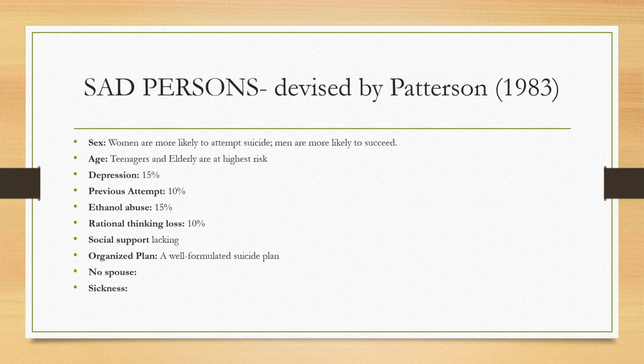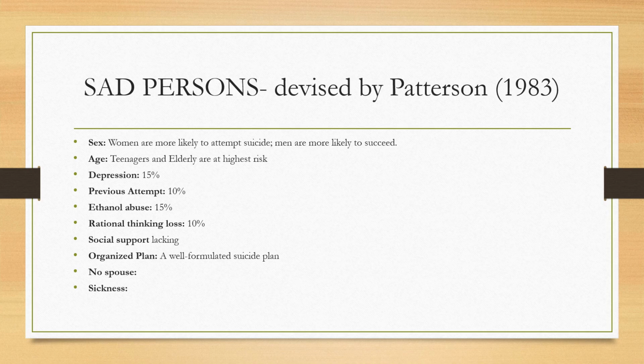These are some risk factors that you need to identify while you assess for suicidal ideation. It's a mnemonic that is used as SAD PERSONS, which was devised by Patterson. S stands for sex, that is, women are more likely to attempt suicide, but men are more likely to succeed. So the completed suicide is by men, but more attempts are seen in women. Then age. There's a bimodal distribution when it comes to age. Teenagers and elderly are at highest risk.